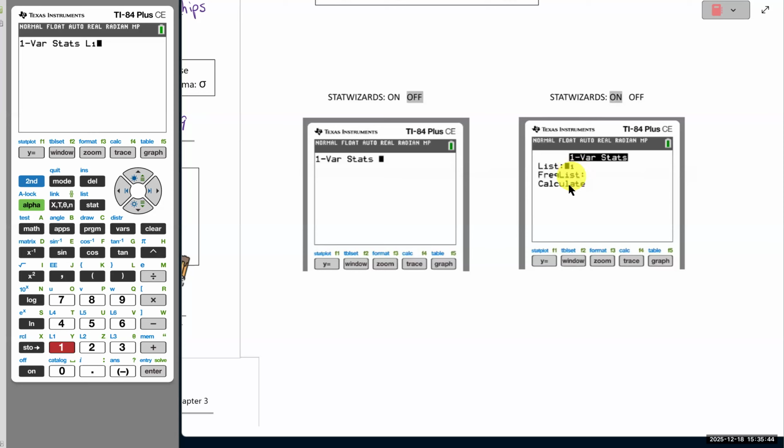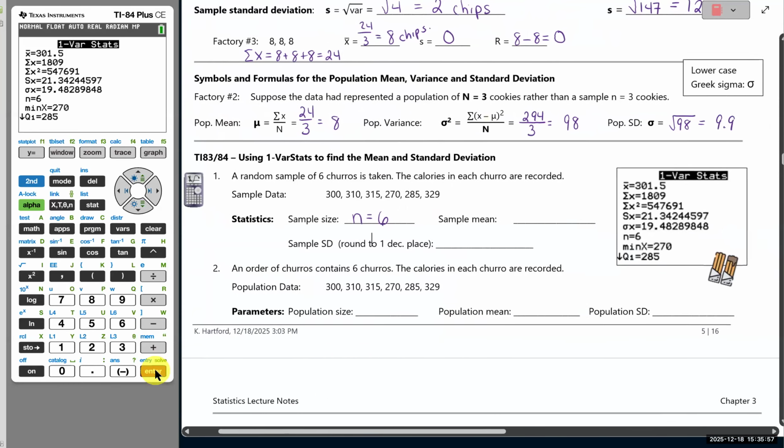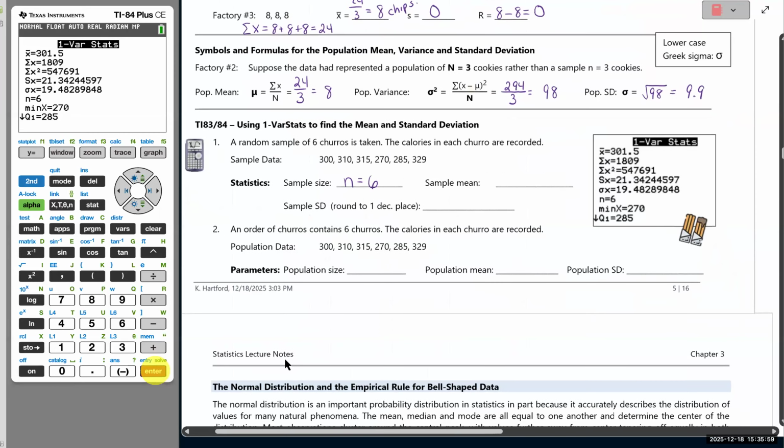And then frequency list on this calculator, just leave it blank and hit calculate. For those of us on this calculator, we'll hit enter. All right, and then everybody will come up with the same information, which should match what's in the lecture notes. Okay, and again, check out the calculator video if you want to see all that again.